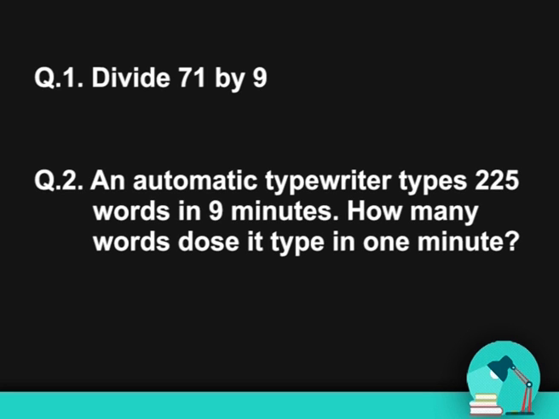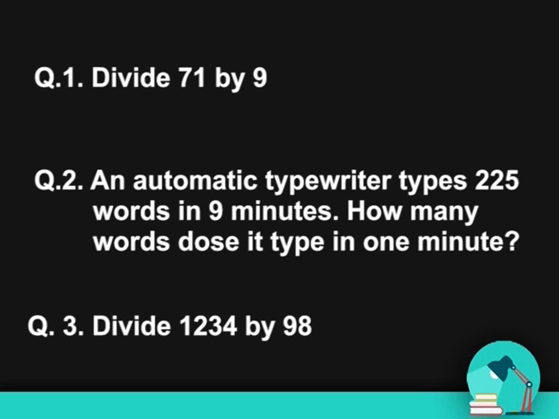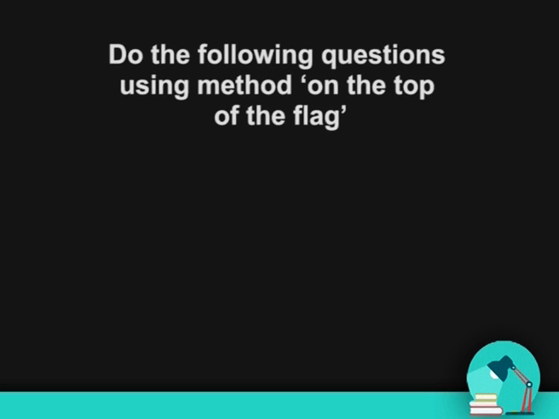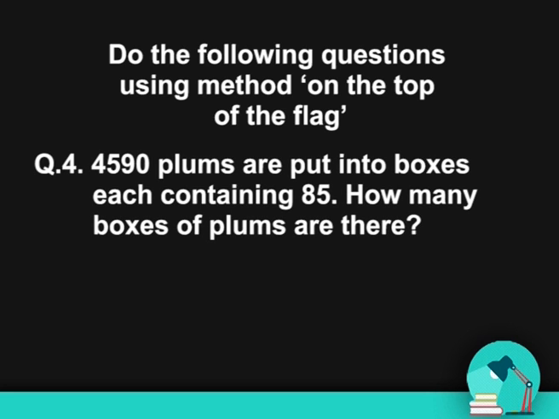Your second question is, an automatic typewriter types 225 words in 9 minutes. How many words does it type in 1 minute? Your third question is, you have to divide 1234 by 98. Do the following question using the on the top of the flag method. 4590 plums are put into boxes, each containing 85. How many boxes of plums are there?